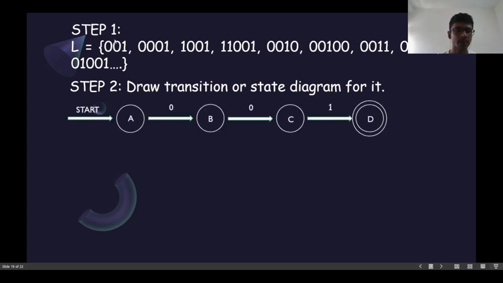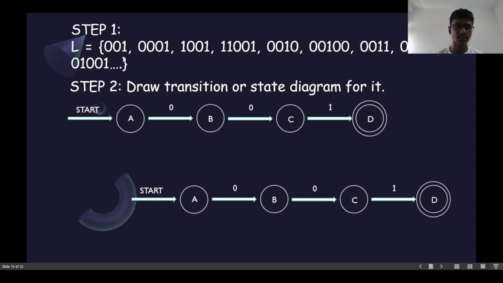The first step is to take the minimum length string. Here the minimum length string is 001. I had already told that the length of the minimum length string plus 1 gives the number of states we are going to use in the DFA. Here the length of the minimum length string 001 is 3, so 3 plus 1 is 4. So the total number of states we are going to use is 4. So let's mark them as A, B, C, D, and the beginning is marked by a start arrow and the end state is marked by double circles.